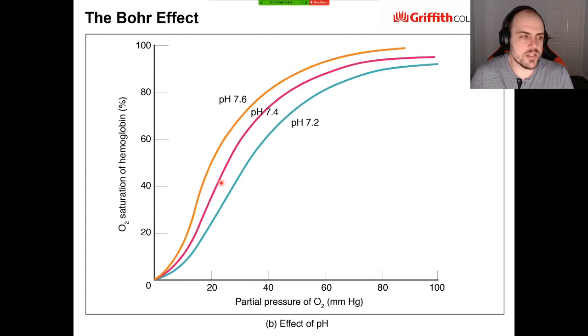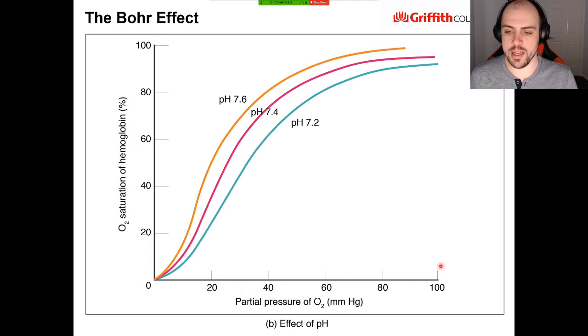So what this squiggly graph is telling us is that this first graph is looking at the partial pressure of oxygen, so how much oxygen there is, the concentration, versus how much oxygen is on the hemoglobin.